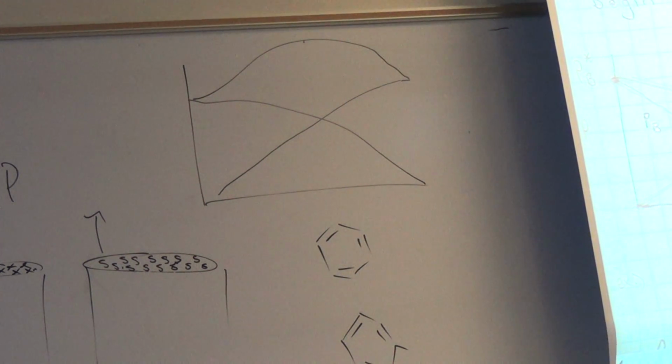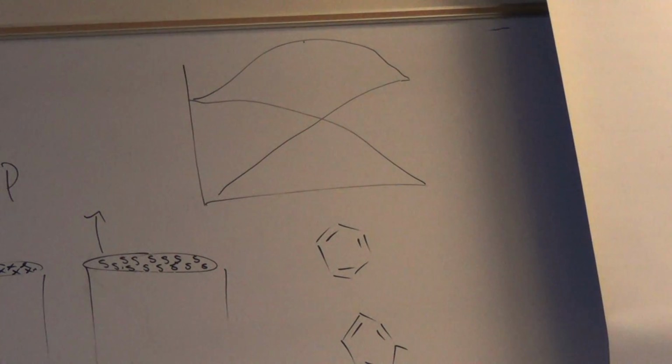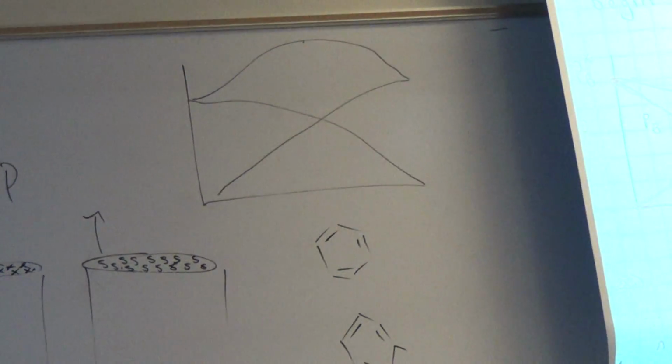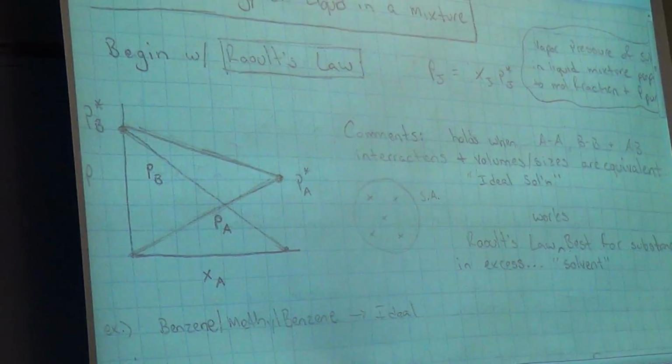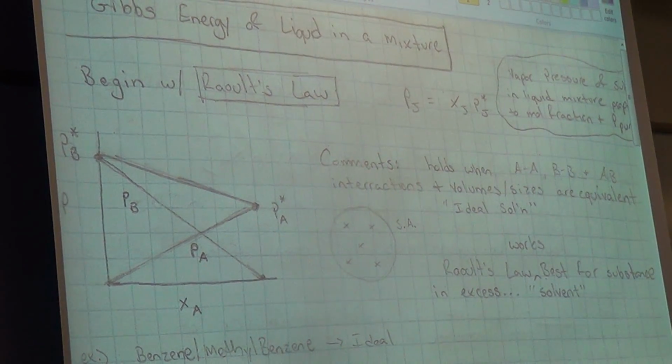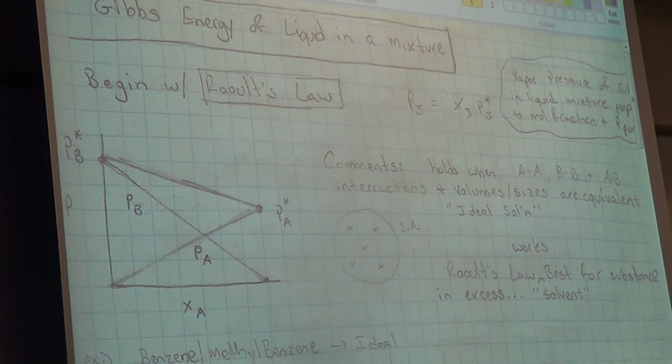In the event that we have a situation where something is behaving ideally, then the pressure is related to the mole fraction as Raoult's law predicts. And that allows us to cast the Gibbs free energy of the species in terms simply of the P naught of the pure, the pressure exerted by the pure species, and the mole fraction of the thing in solution.